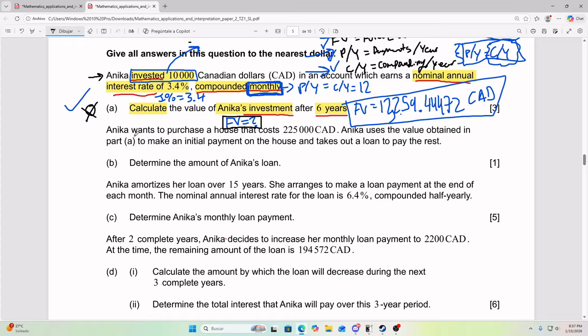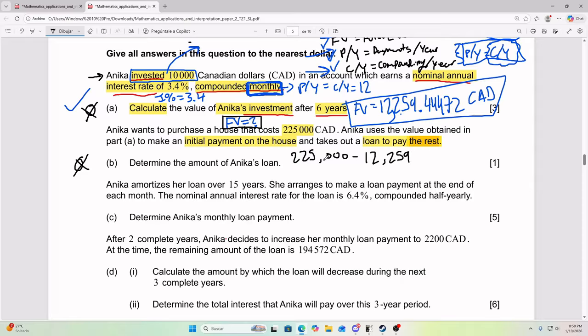Anika wants to purchase a house that costs $225,000. Anika uses the value obtained in part A, watch out, to make an initial payment on the house and take out a loan to pay, and this is massively important, the rest. And so what is the value of Anika's loan? It's worth 1 point. This is the kind of scenario where you just have to trust your gut. The cost of the house is $225,000. And they literally tell you that the value obtained in part A, which is stuff she earned from investing, was $12,259, and that she will be taking out a loan to pay the rest.